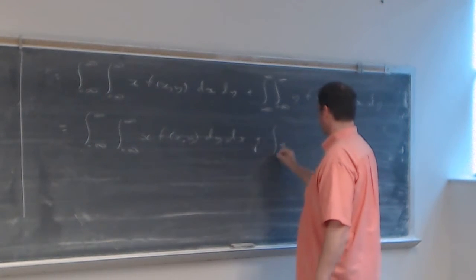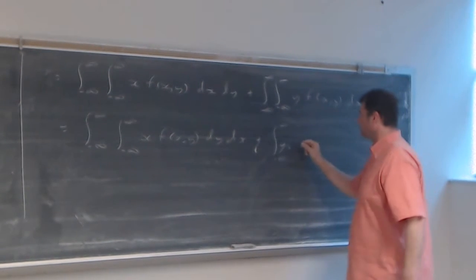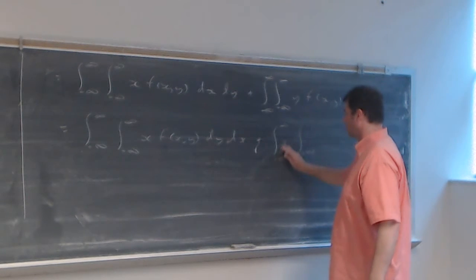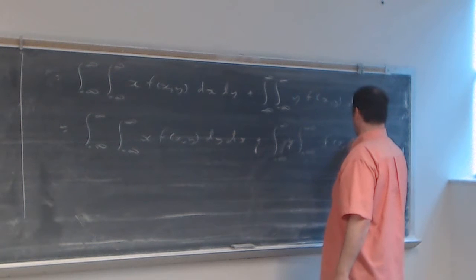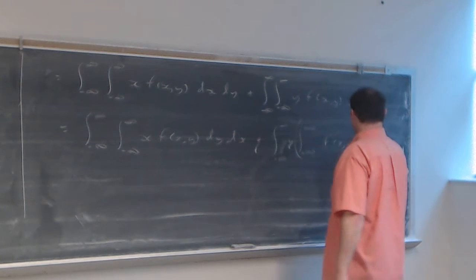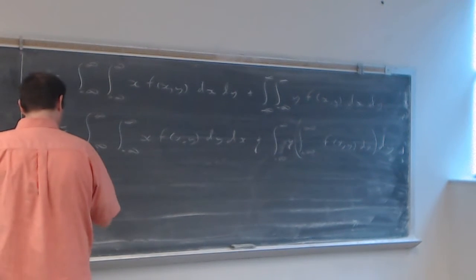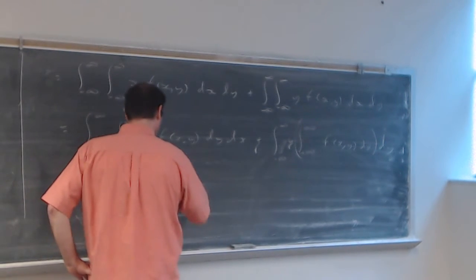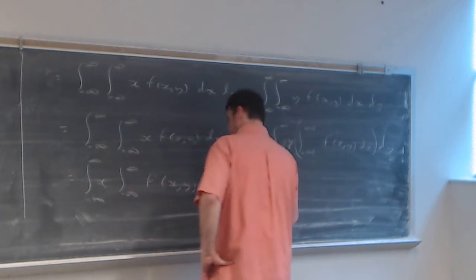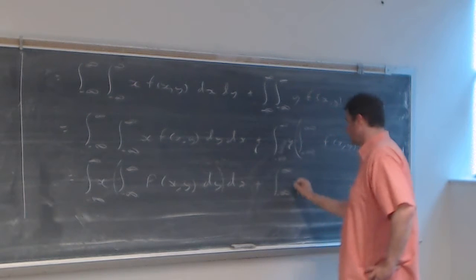Here, I can pull out a y because of the inner integral with respect to x. This is a y here. Minus infinity to infinity of f of x comma y dx, this dy. This is equal to, now I can pull out the x from this integral from minus infinity to infinity, f of x comma y dy dx, plus here minus infinity to infinity, y.